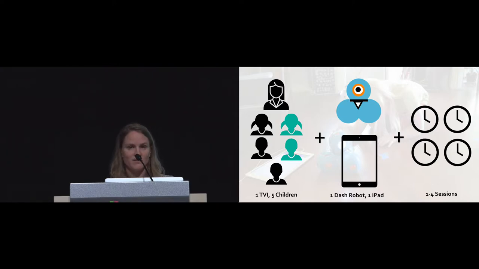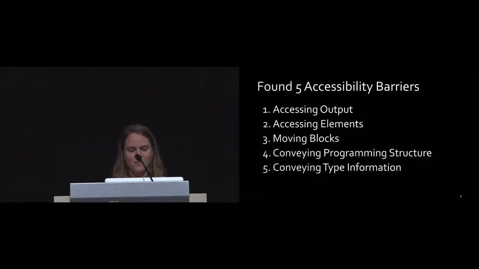As I said, we tried a bunch of different variations. In the interest of time, I'm just going to talk about the final design we landed on and the things we learned doing this development. And once again, I won't go through all of the accessibility barriers we found. I'll talk about 3 of them. So the first is accessing the elements, making sure the blocks themselves are accessible. The second is the approaches we took to moving the blocks and creating the program. And then the third is conveying some of the type information that is normally conveyed through the shape and possibly the color of the block.